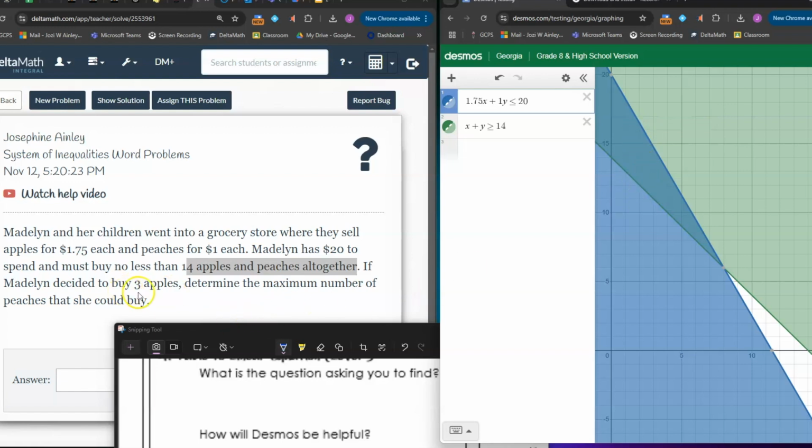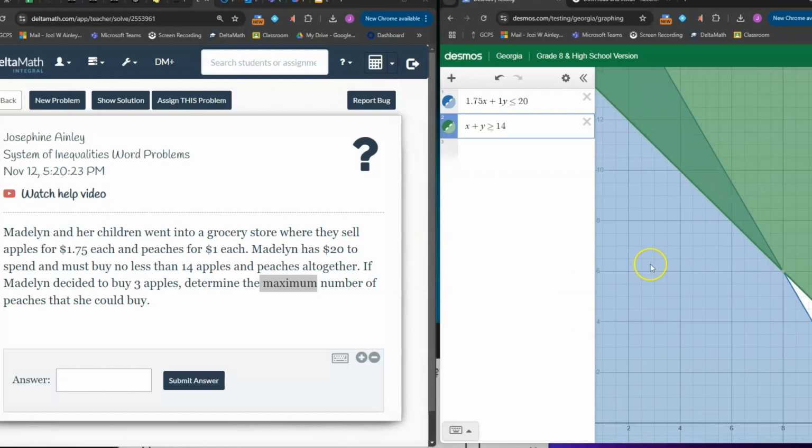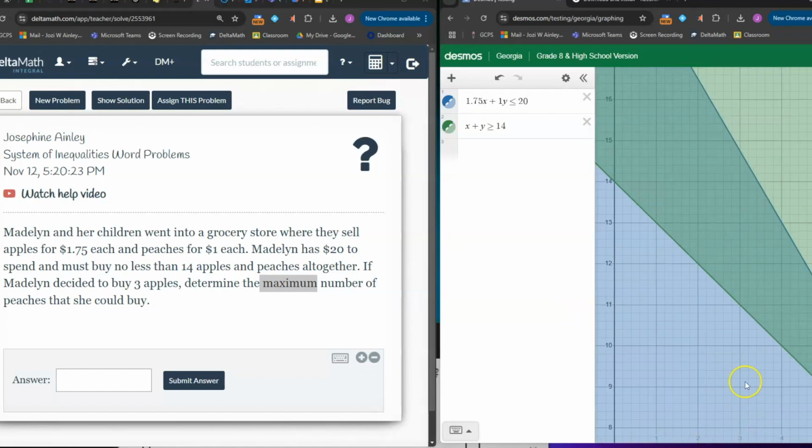So anything here, but it says determine the maximum. That means I have to get the biggest number of peaches. So again, I go to 3. What's the maximum number of peaches? Can I get higher than that? Let me zoom in a little bit. So you see 1, 2, 3, here's 3.